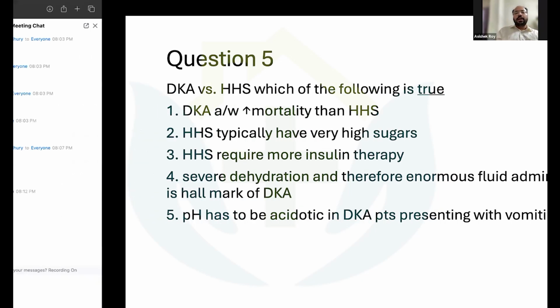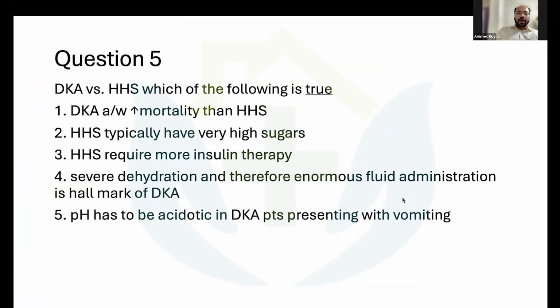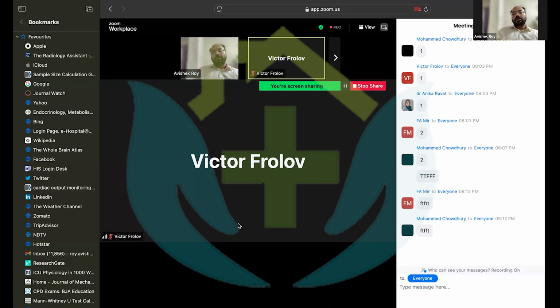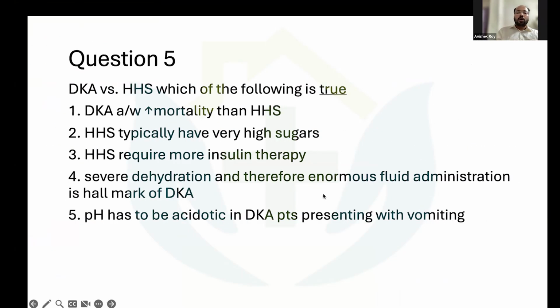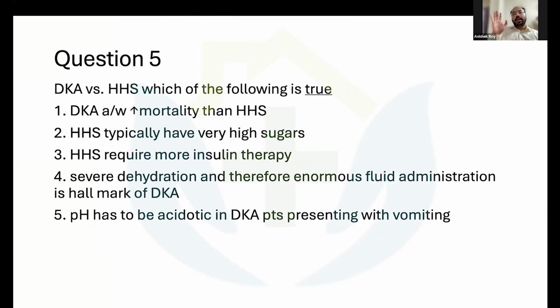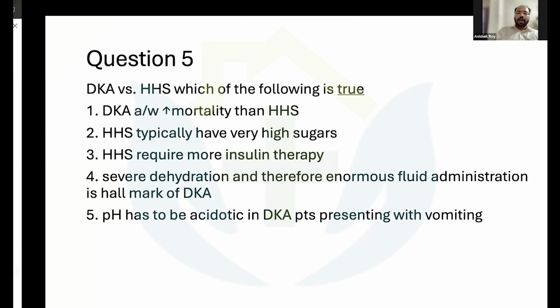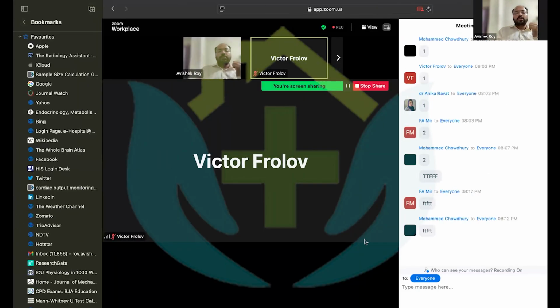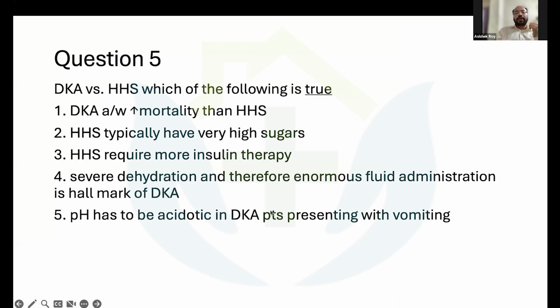Can anyone volunteer? The last question of the day. So, question number 5, option 5. pH has to be acidotic in DKA patients. So obviously it is not a mandatory thing. What disorder would you expect in a DKA patient presenting with vomiting? Last question of the day. What disorder will you get if you have a patient with DKA presenting with vomiting? Or what type of disorders can you expect?